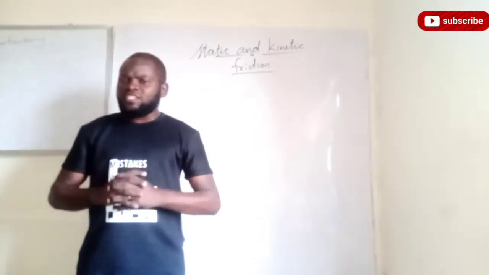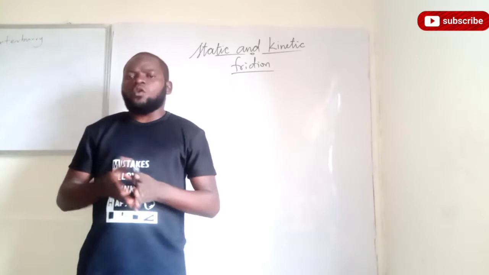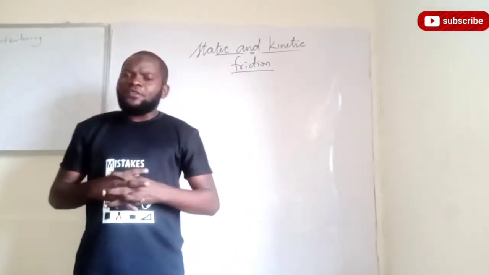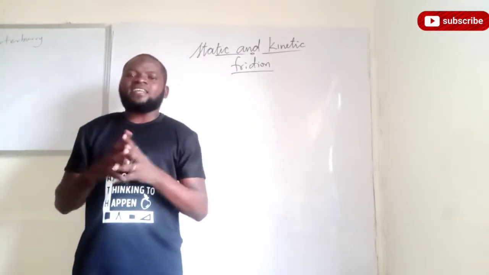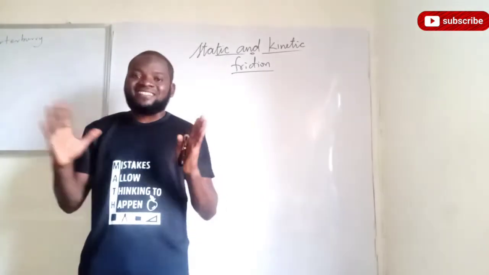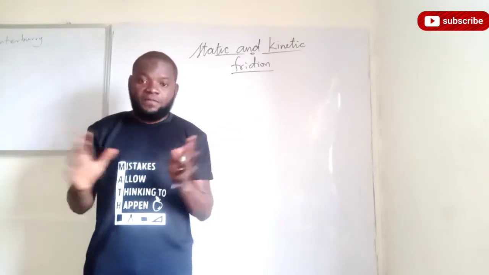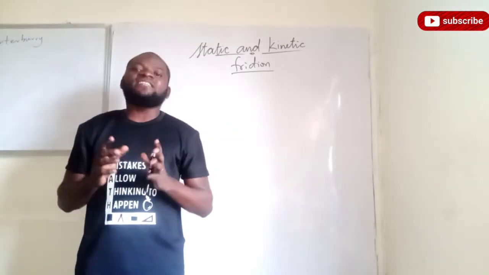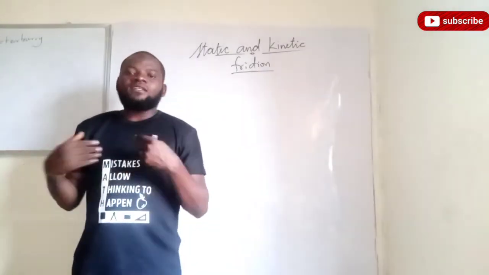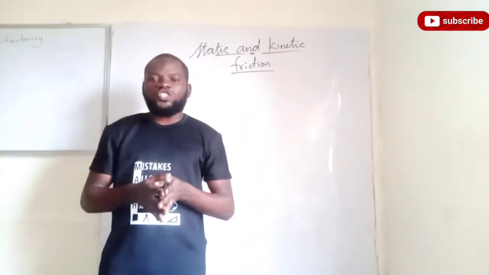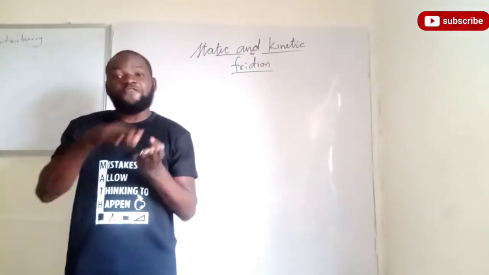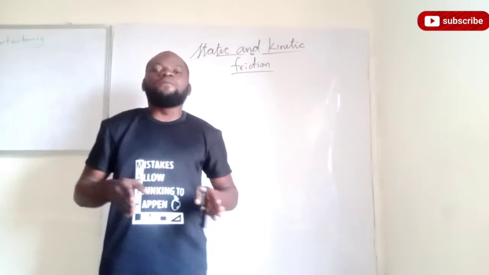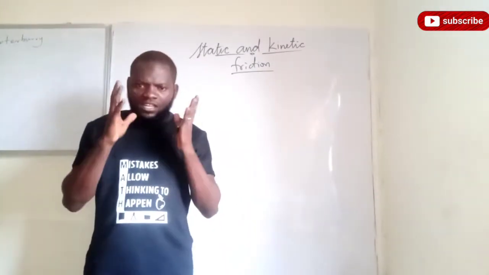Now, we have two types of friction, and that is kinetic friction and static friction. When you talk about static friction, the word static is related to stationary. When something is static, it's stationary, it's not moving. And kinetic, that word kinetic is related to motion. That is, we can consider friction in a stationary body, and we can also consider it in a moving body. Now let's look at it.